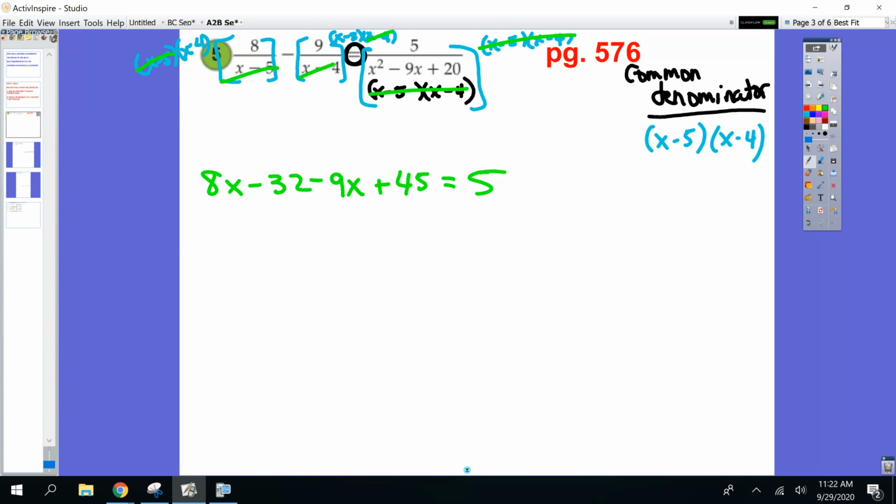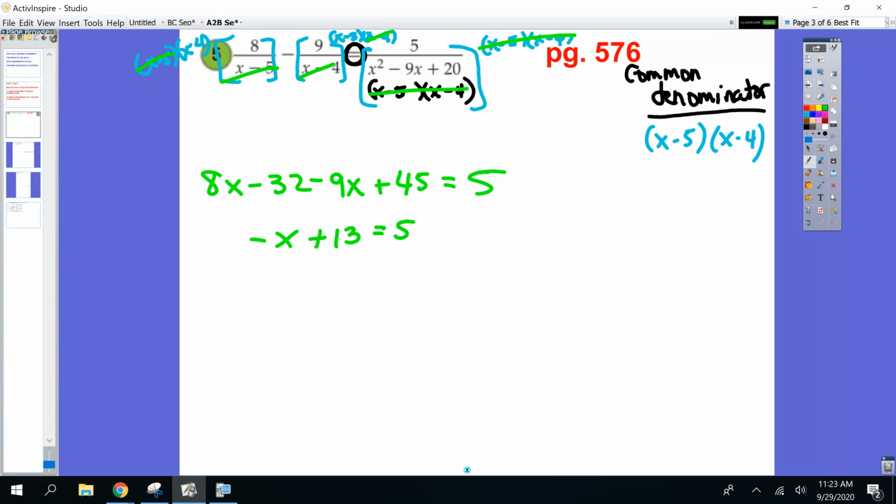I let you guys off easy here. Anybody see anything that's raised to the second power up here now? No. So I'm not going to have to factor. This is just plain old algebra. Combine your like terms, move everything over. Okay, there's nothing to factor there. You got 8x minus 9x. Negative 32 plus 45. Positive 13 equals 5. Nothing to factor.